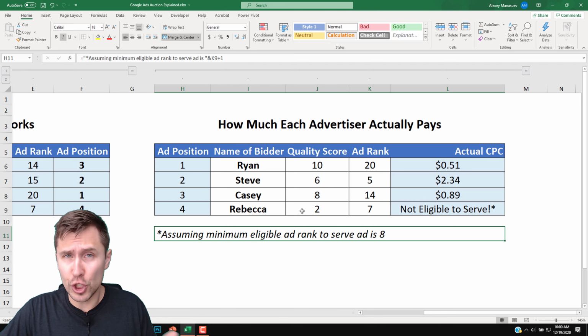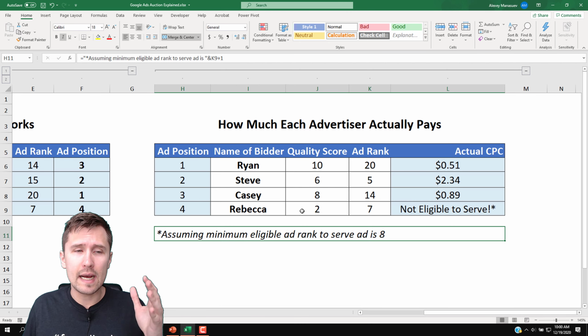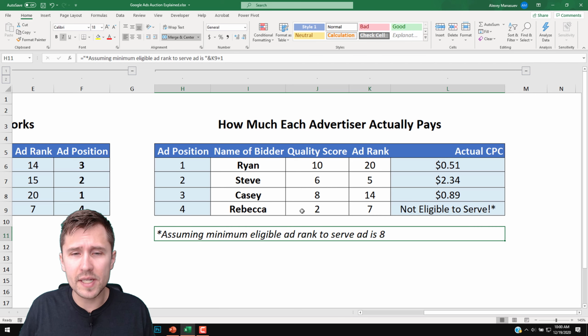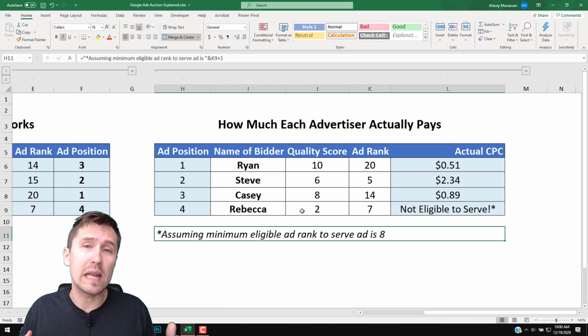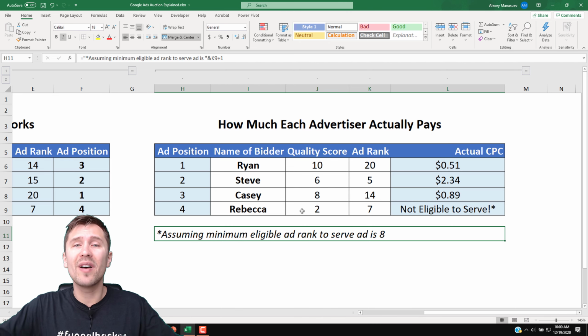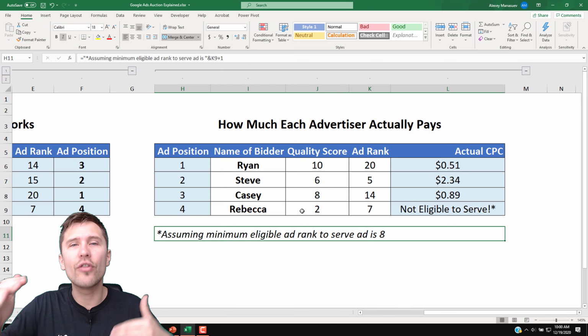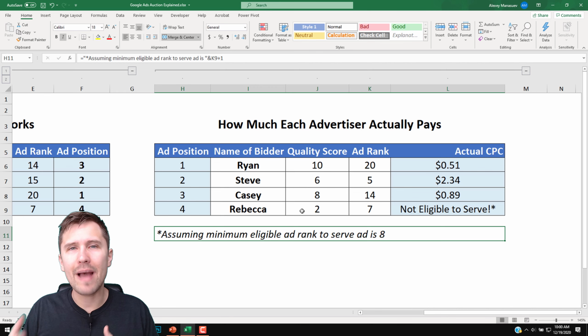Really, that's generally free. Increasing quality score is generally free, okay? So that's how this works. Again, the main takeaway here is quality score matters, and the higher your ad rank, which is a combination of quality score and bid, the higher your ad rank is above the next highest person, the lower you pay. So that's how this math works, guys.